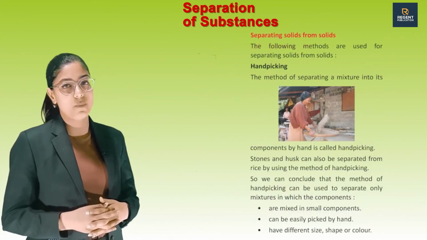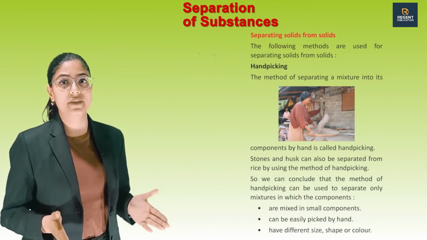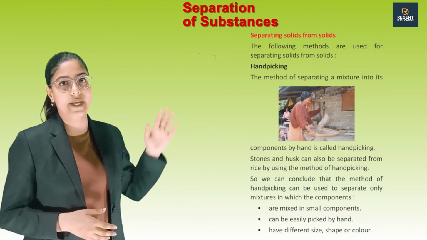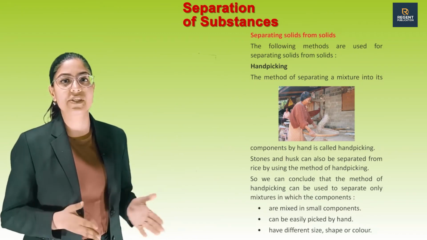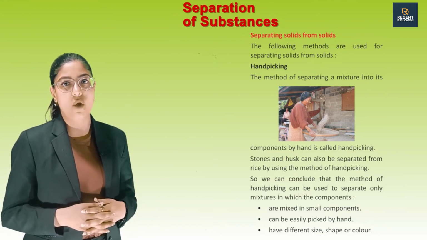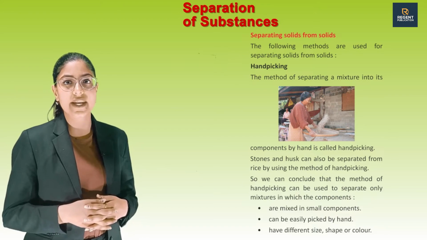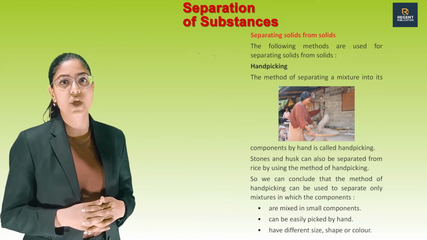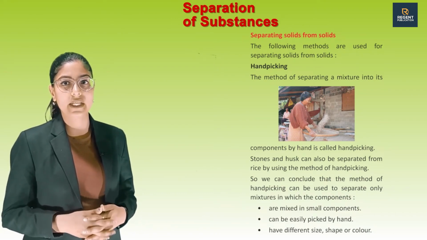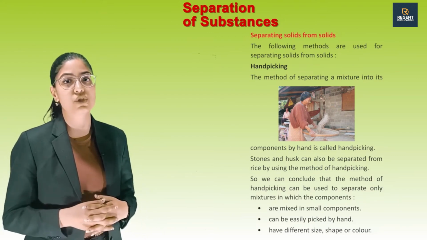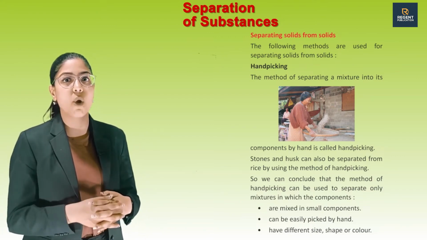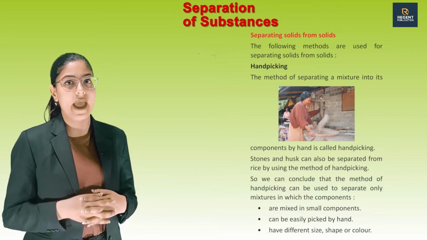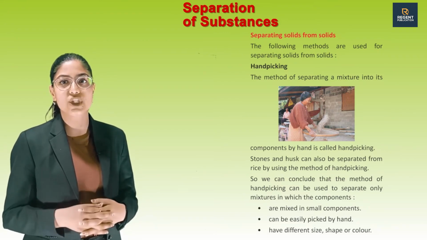Separating solids from solids. The following methods are used for separating solids from solids. Hand picking. The method of separating a mixture into its components by hand is called hand picking. Stones and husks can also be separated from rice by using the method of hand picking. So, we can conclude that the method of hand picking can be used to separate only mixtures in which the components are mixed in small quantities, can be easily picked by hand, and have different size, shape or color.